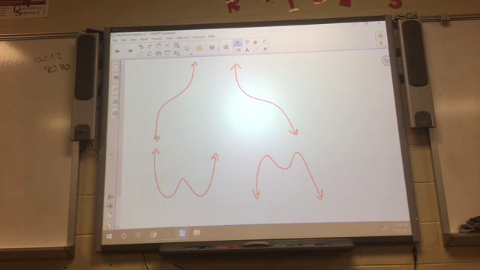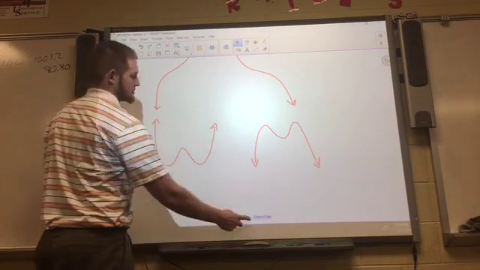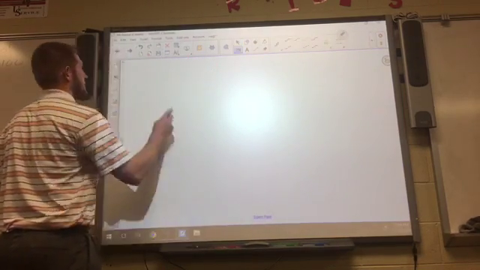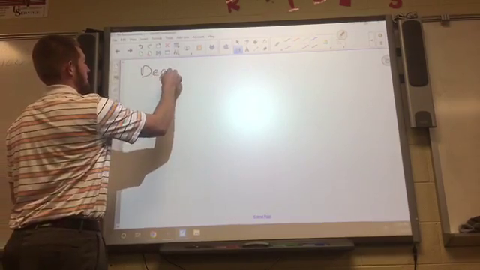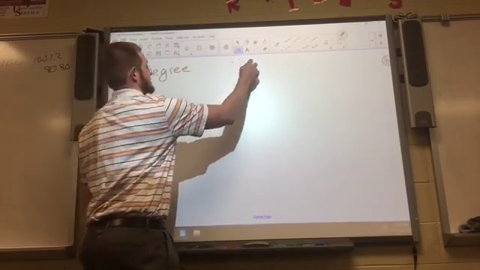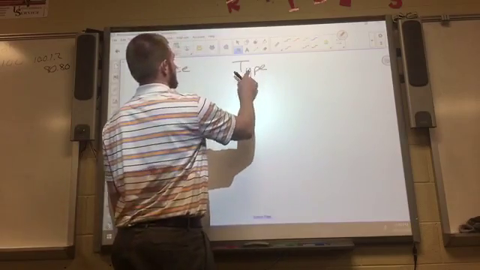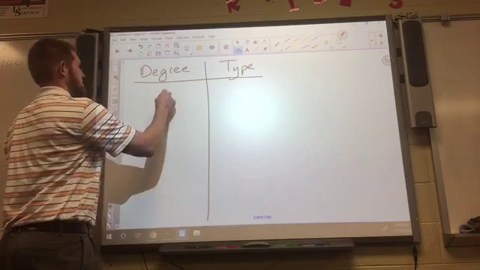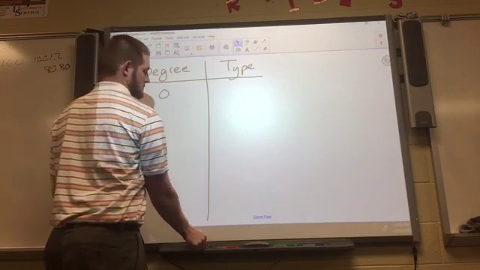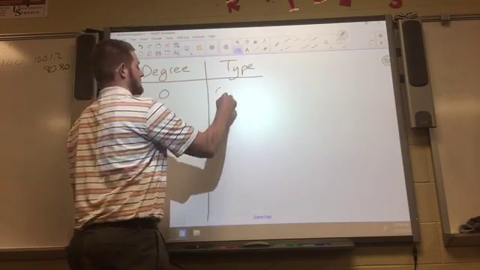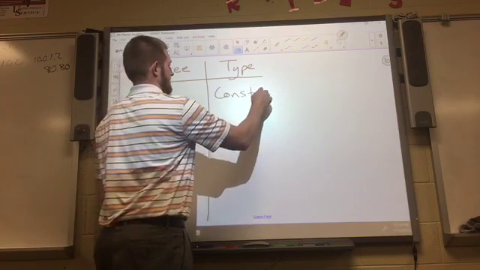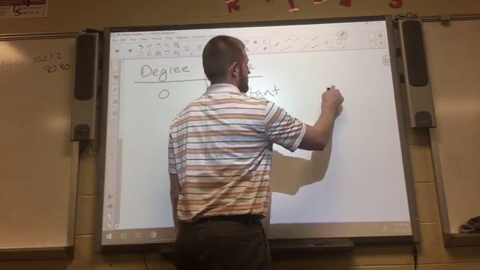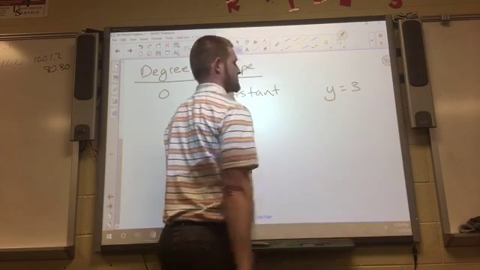Okay. So now flipping over to 4.1, the actual lesson, what we're talking about here is different types of polynomials. They give us a chart there, and they list the degree, and then they tell us the type, and then they give us an example. So if the degree is 0, this is a constant function. We've talked a little bit about constant functions. An example would be like y equals 3. Okay.